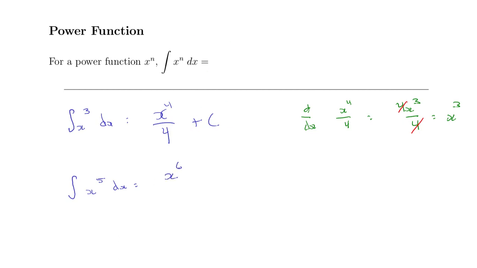Similarly, we've got x to the 6, but if we just took the derivative of x to the 6, we'd end up with 6x to the 5, and we only want x to the 5, so we divide by 6, and plus c on both of those things. So our rule is x to the n plus 1 over n plus 1, plus c. Cool. So those are power functions.